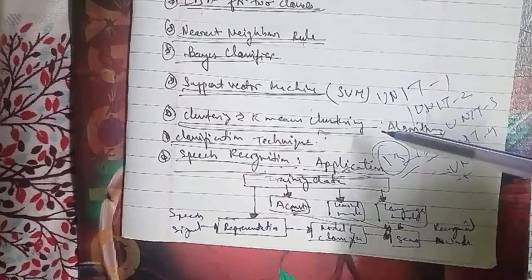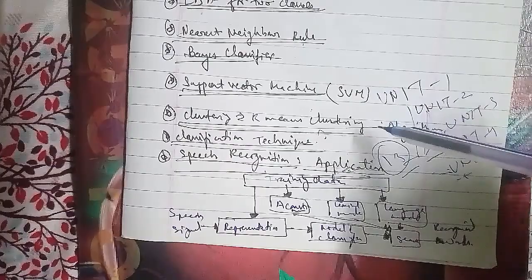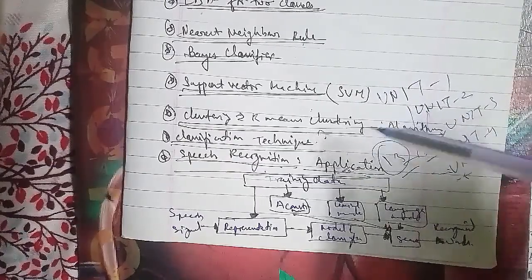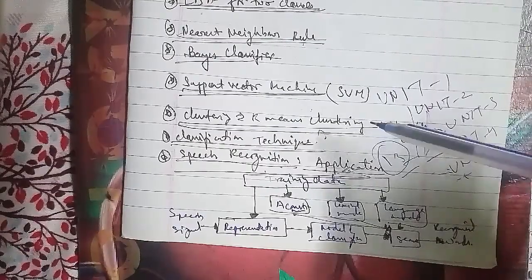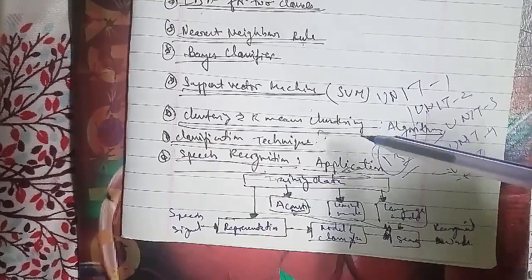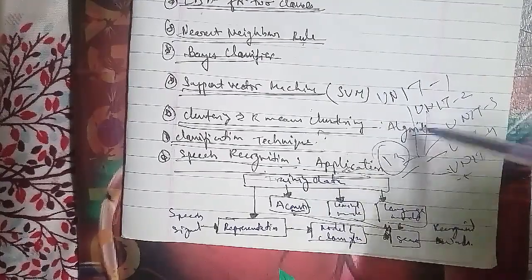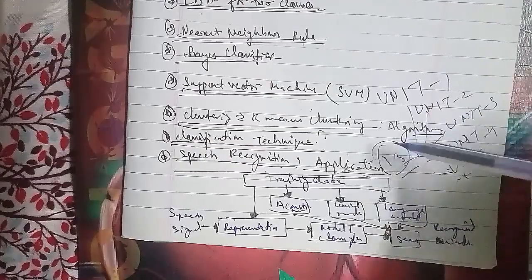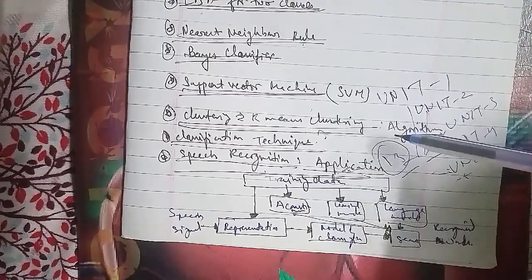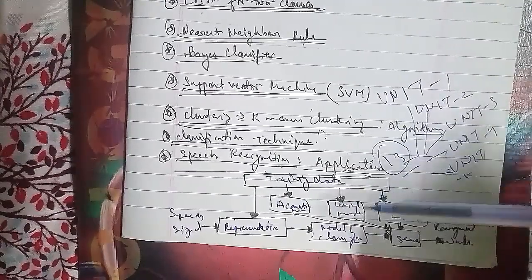Then unit 5, pattern recognition, where we have discussed pattern recognition introduction, design principles of pattern recognition systems, statistical pattern recognition, parameter estimation methods, principal components analysis and linear discriminant analysis, classification techniques, nearest neighbor rule, that is NN rule, Bayesian classifier, support vector machine, K-means clustering as well, and very short answer type questions and previous year university solved papers.